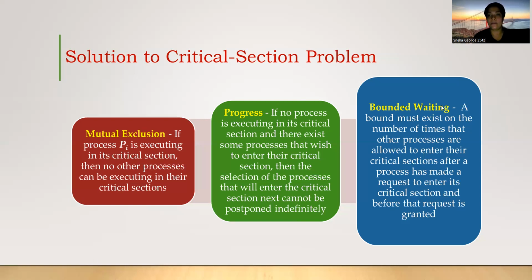So whenever a process is waiting, you should always have a bounded waiting. You should not keep that process waiting indefinitely. You cannot make them wait for a longer period of time. That is what is called bounded waiting. So these are the three solutions to the critical section problem.